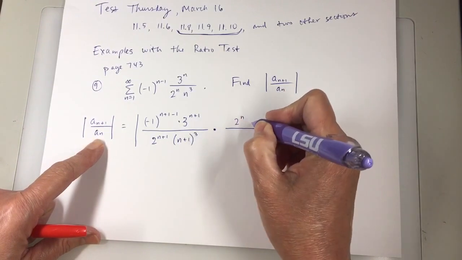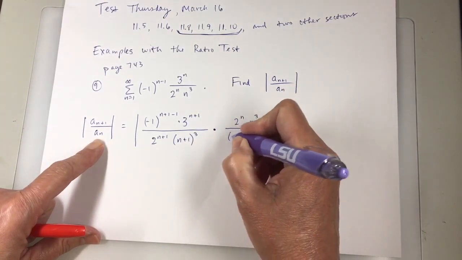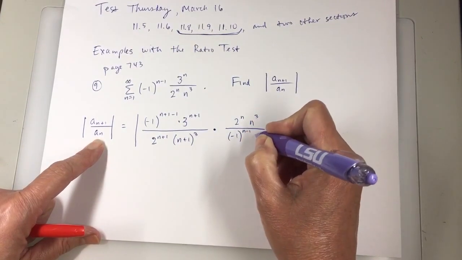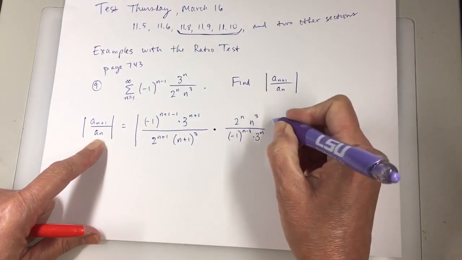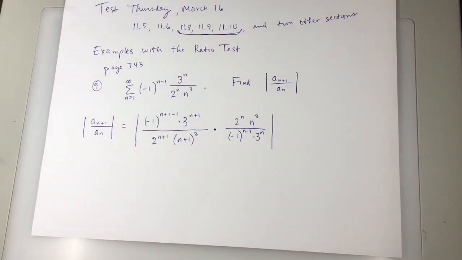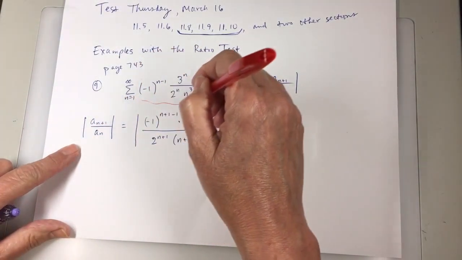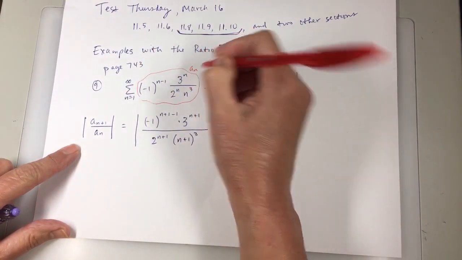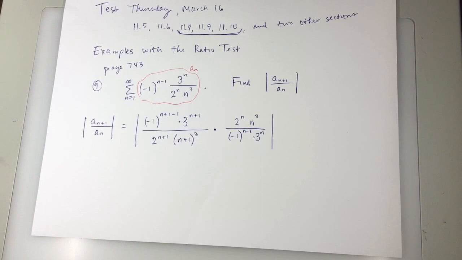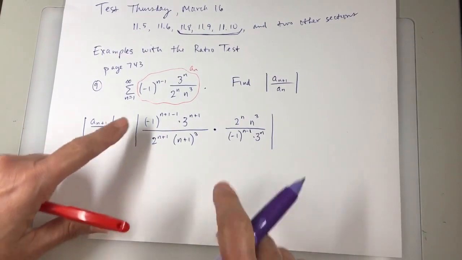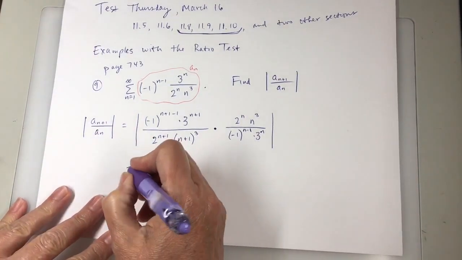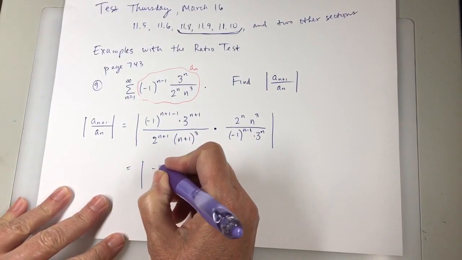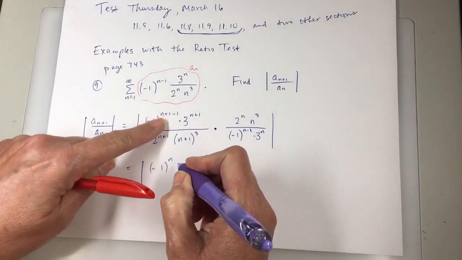So that's 2 to the n times n cubed. Now it's negative 1 to the n minus 1 times 3 to the n. So I just recopied all of this. This is the a sub n right here. Start getting things that look similar together. So I'm looking at my negative 1s. In fact, those absolute value signs are going to do what with the negative 1s? Well, this would be negative 1 to the n.